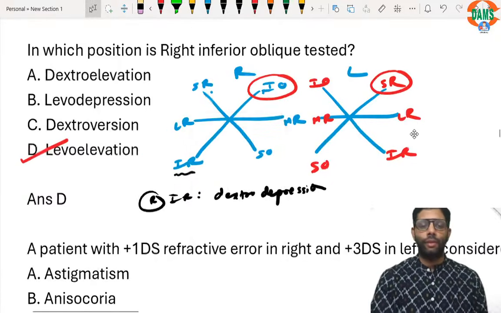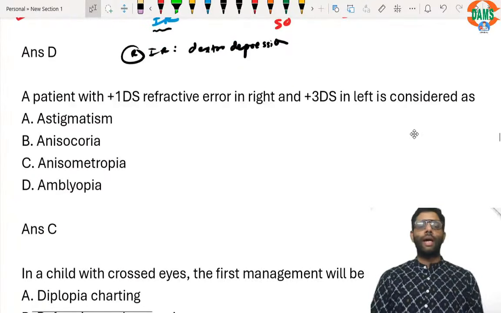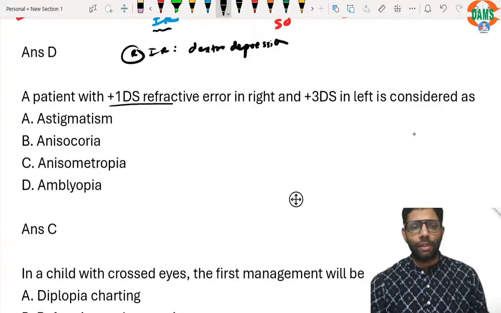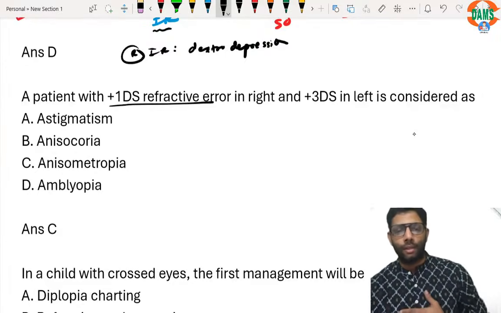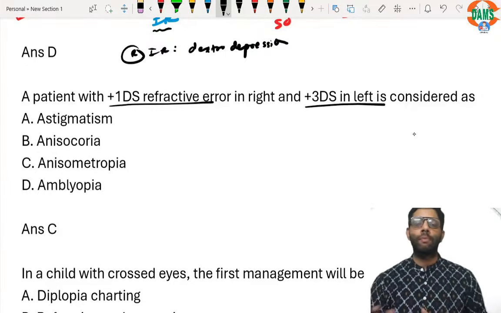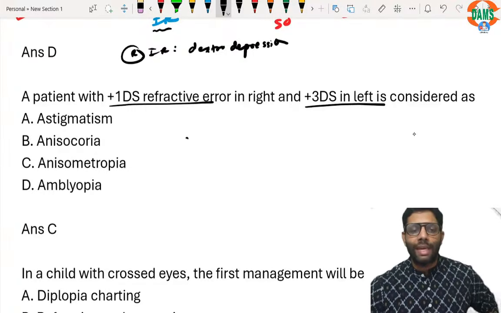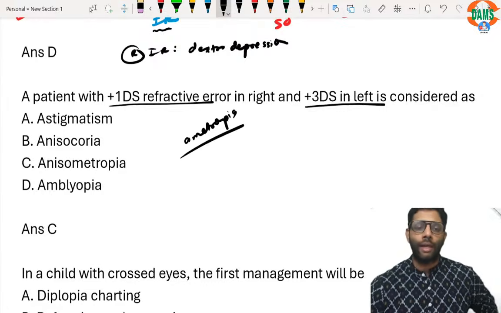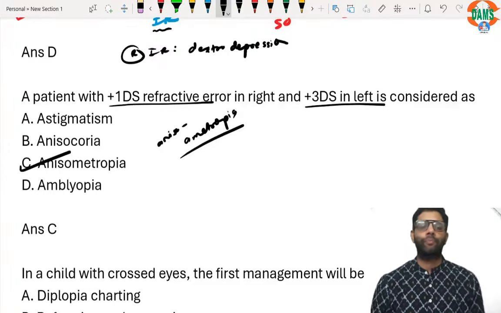Alright. Okay, next question is one optics. A patient with a +1 diopter refractive error. +1 diopter refractive error means the patient is hypermetropia. Only simple hypermetropia, no astigmatism. There is no cylinder given. And in left also there is hypermetropia +3 diopter. So there is what? The word ametropia. Ametropia means refractive error. And aniso means there is a difference of refractive error. That's the answer over here.